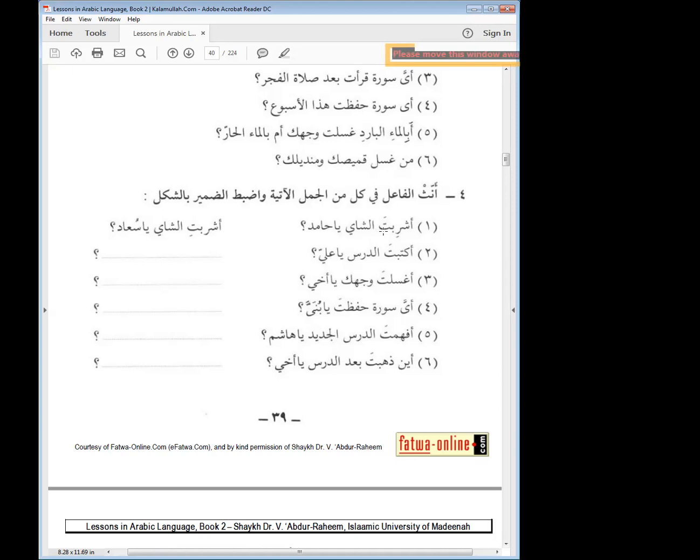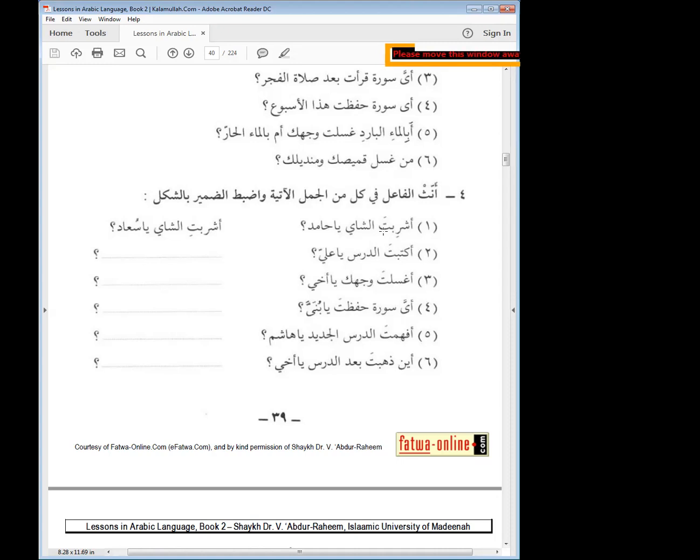First example: Did you drink tea, O Hamid? So we change it to feminine, and we get: Ya Su'ad. Did you drink tea, O Su'ad? Next one: Akatabta ad-darsa ya Aliyu. Did you write the lesson, O Ali? Change it using the name Aisha.